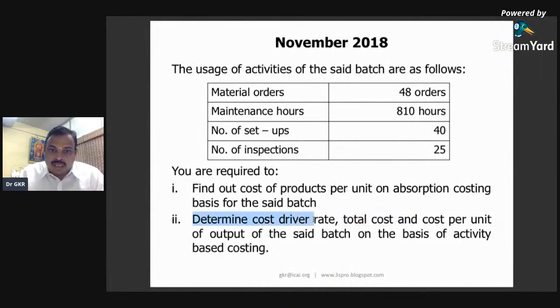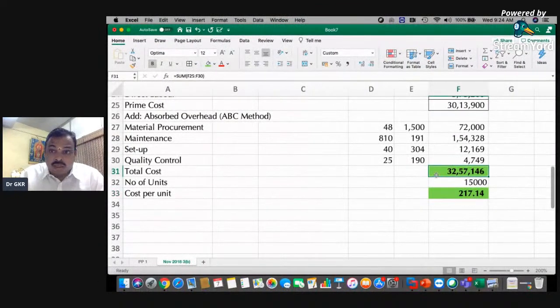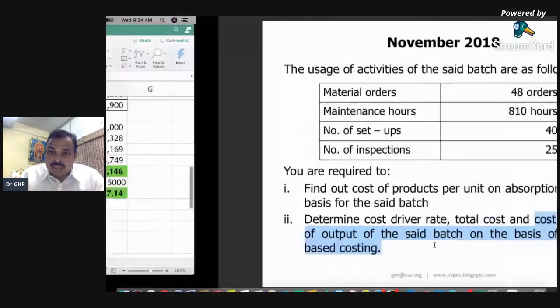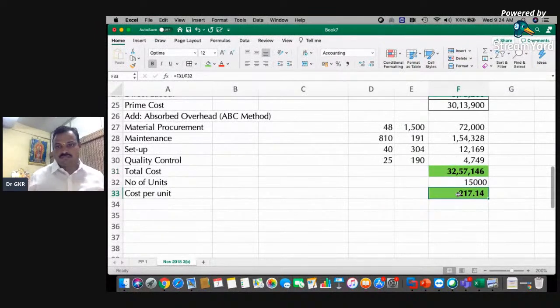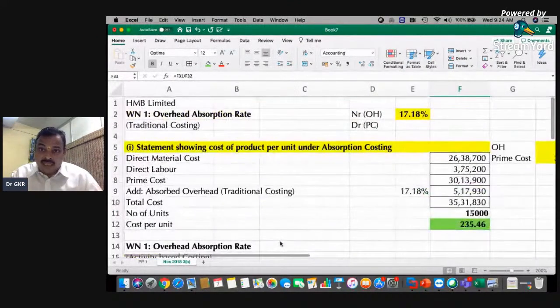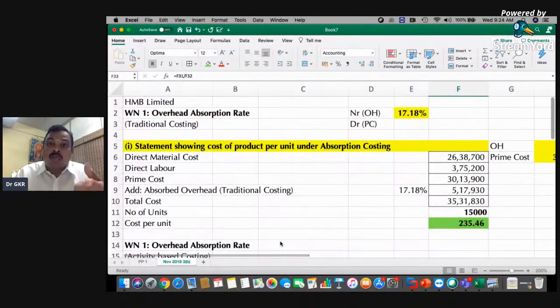So determine the cost driver rate. You have got it. Total cost. This is 32 lakhs total cost. What is your cost per unit of output or set based on activity based costing? 204. And maybe he has not asked for any interpretation like your previous question. They may ask a third question, interpret, comment. There you have to say absorption costing is over costed.